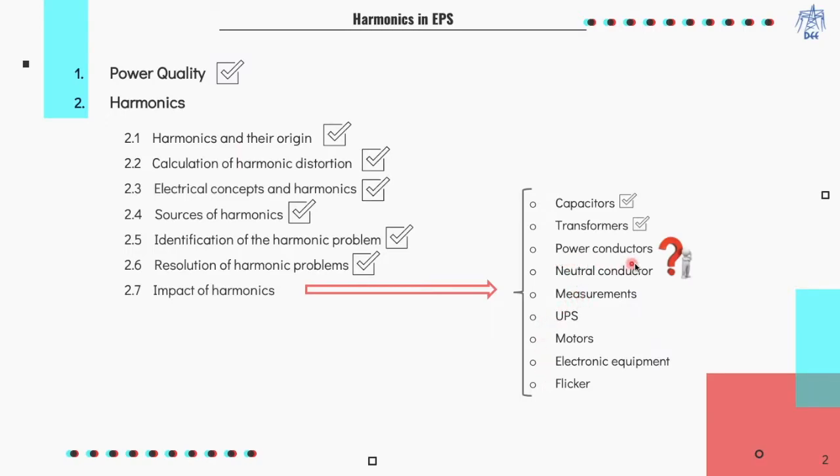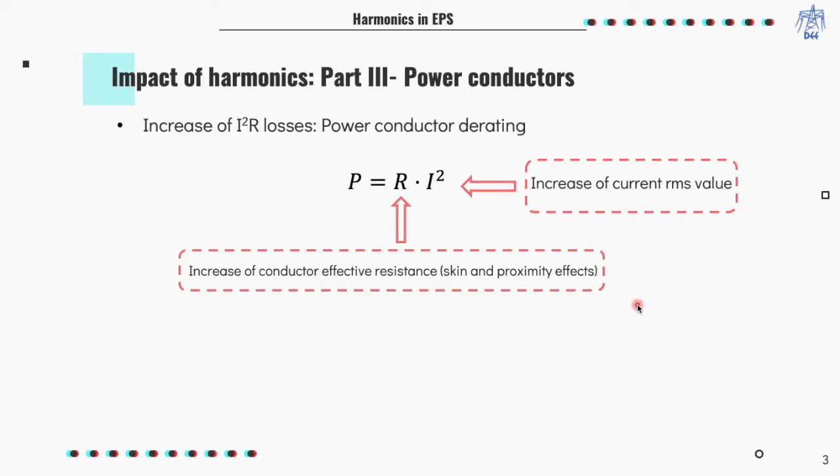This part presents the impact of harmonics on power and neutral conductors. The main effect on power conductors is the increase in Joule losses due to the increase of the conductor effective resistance and the increase of the root mean square value of the current through the conductor. Such increase produces the power conductor derating.